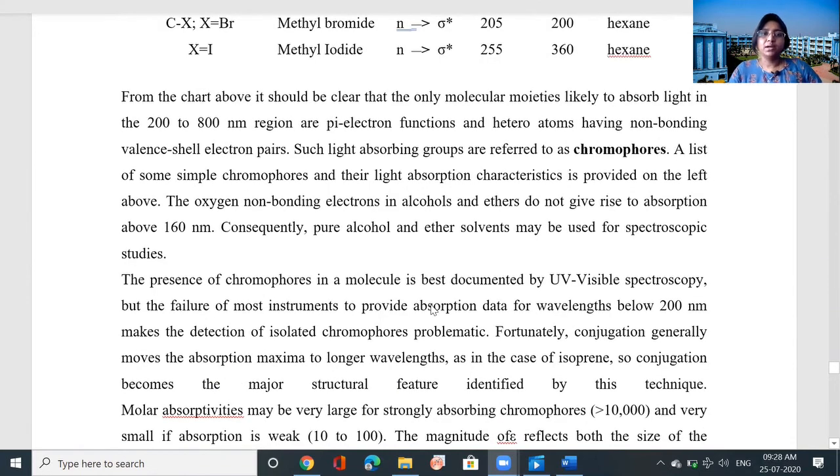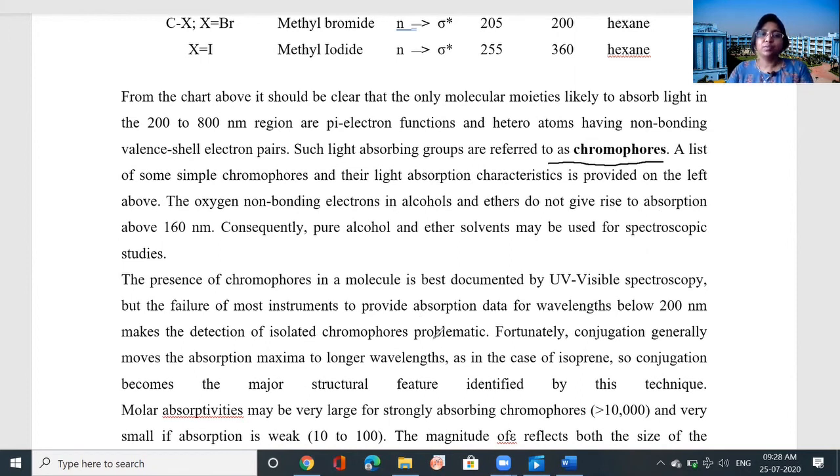Now, from the chart, it should be clear that the only molecular groups likely to absorb light in the 200 to 800 nanometer region are the pi electron functions and heteroatoms having non-bonding valence shell electrons. Such light-absorbing groups are referred to as chromophores. So what are chromophores? Such light-absorbing groups absorb light in the range of 200 to 800 nanometers, at the pi electron function. They are called chromophores.